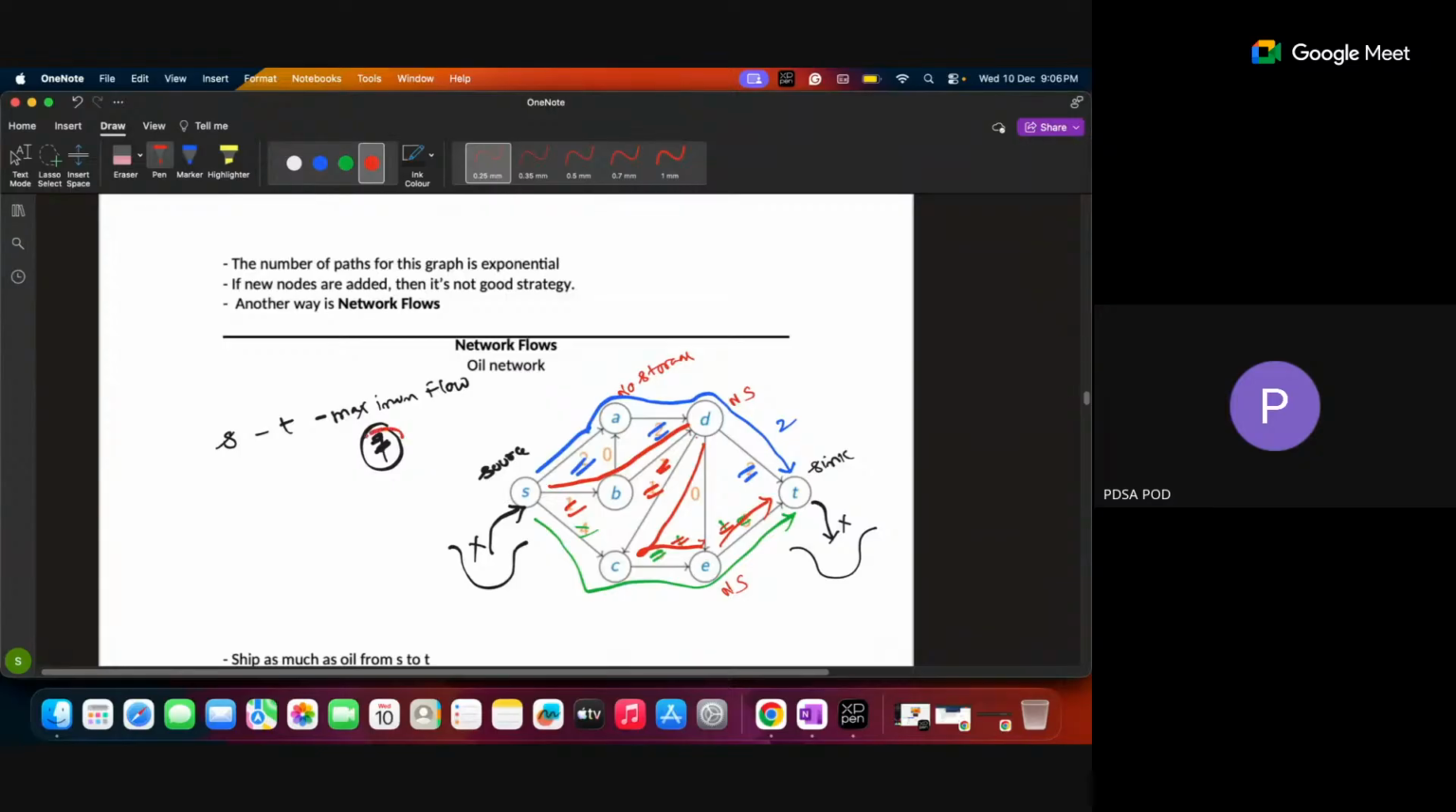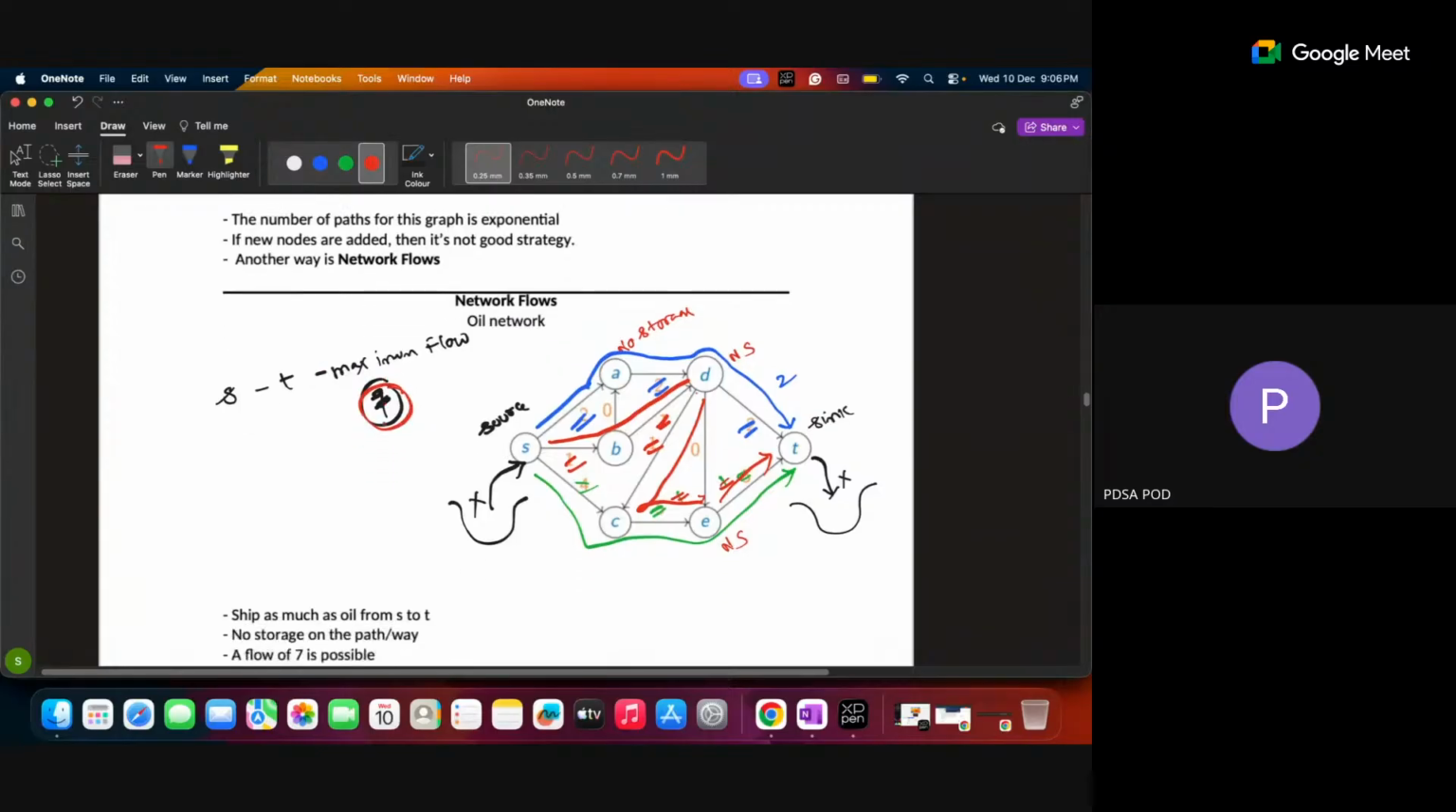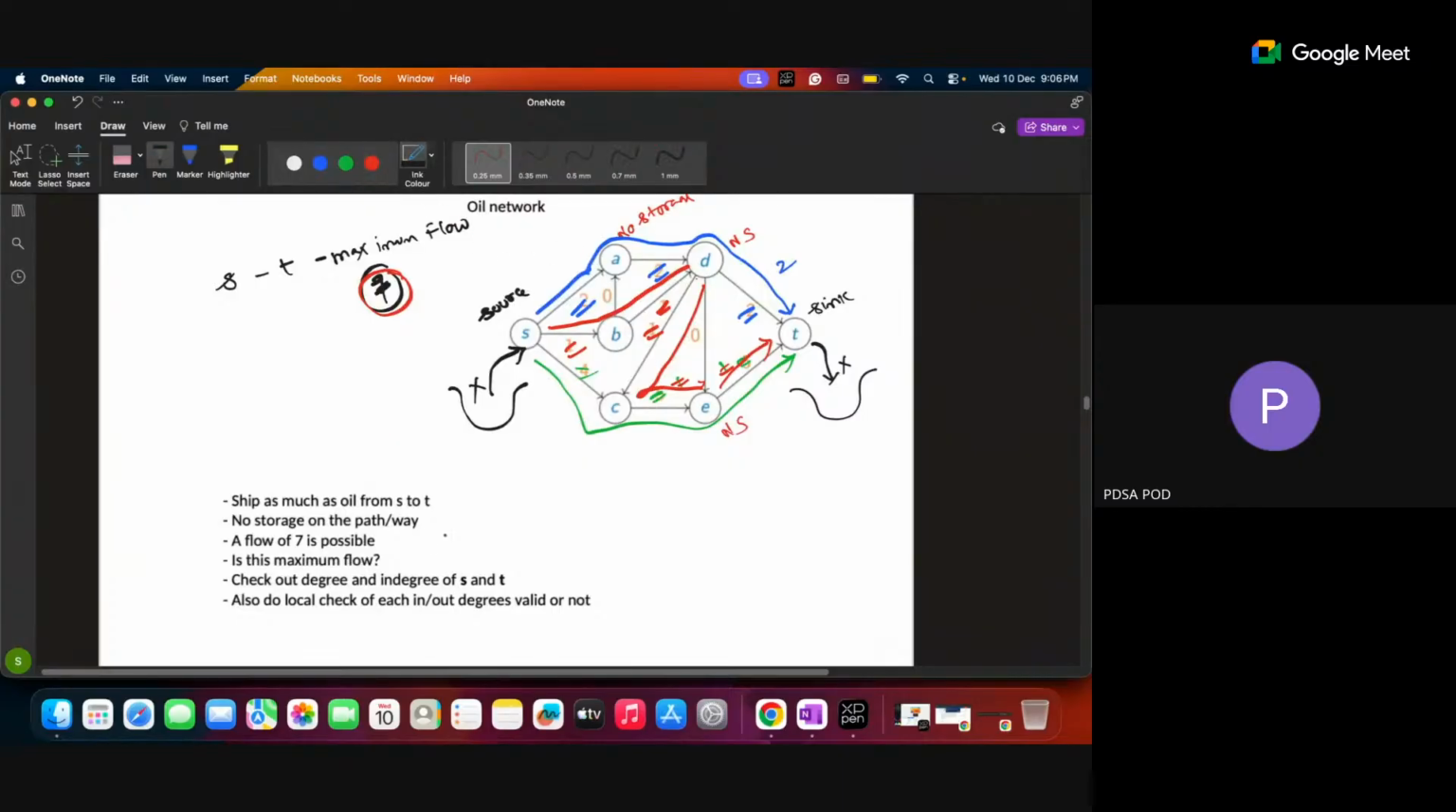So this 7 is perfectly fine, no problem, because that's what they're talking about: ship as much oil as possible from the source vertex to the sink node. Sink node means T, the target. No storage is available along the way, because at each vertex, whatever incoming flow is there, it tries to send to the outgoing. The maximum capacity of the pipeline is the edge weight, so we cannot send more than that. Less than or equal to capacity is okay. So a flow of 7 is possible. Is it the maximum flow? It may or may not be, so it's not always right.